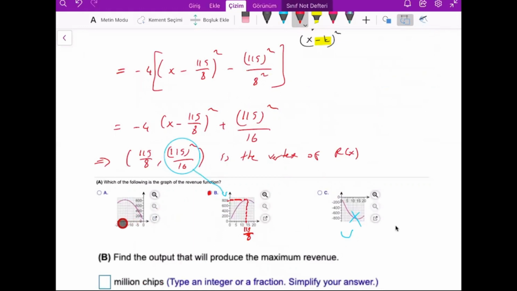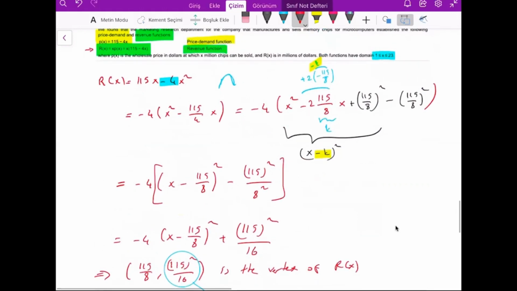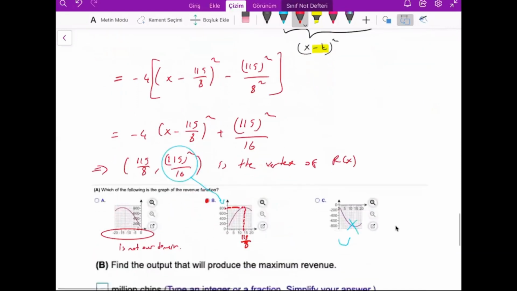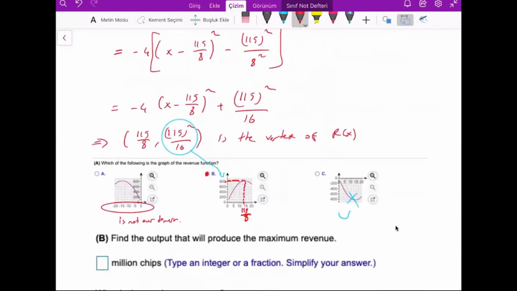But also there's a big mistake. This is not our domain. What is our domain? Between 1 and 23. So the graph should be sketched between 1 and 23. Okay, but maybe in the future you actually need a graph, not a multiple choice question. So to find the vertex is very important for the quadratic functions.